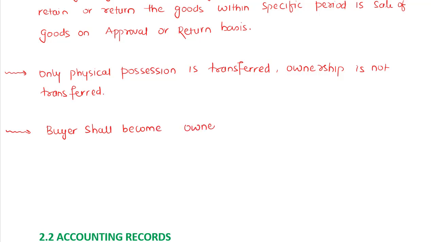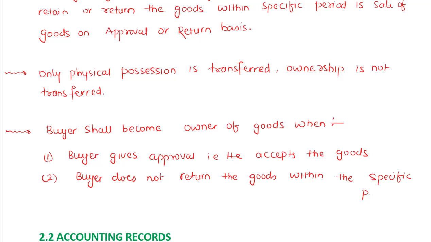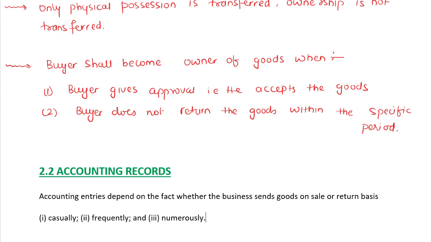Buyer shall become owner of goods when buyer gives approval, that is, he accepts the goods, or buyer does not return the goods within the specified period. I believe you understood. Let us continue.